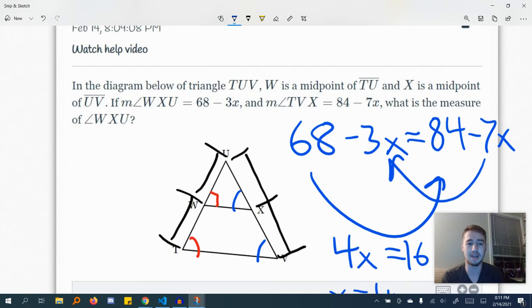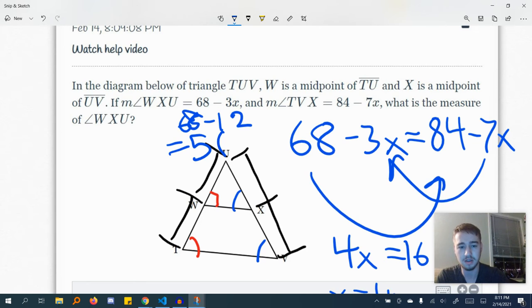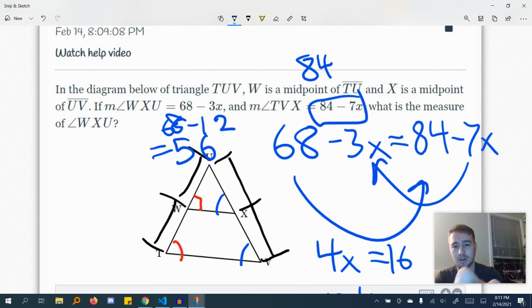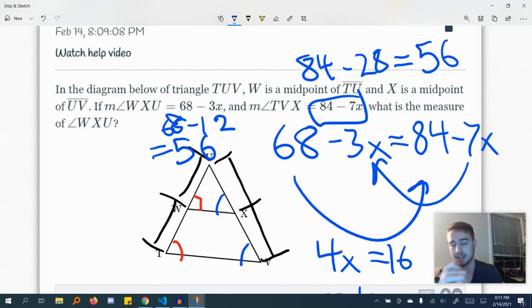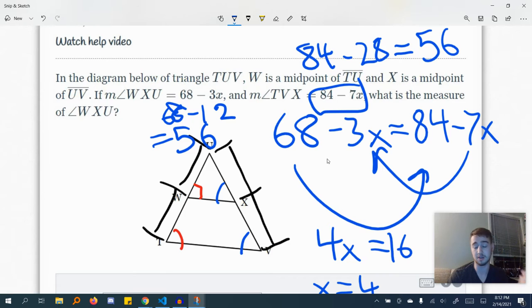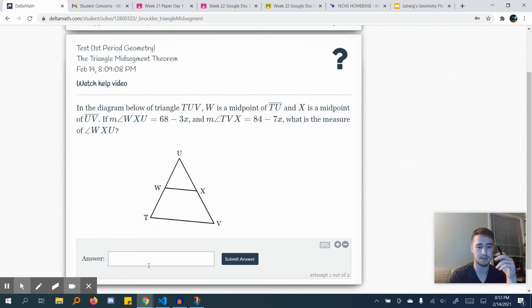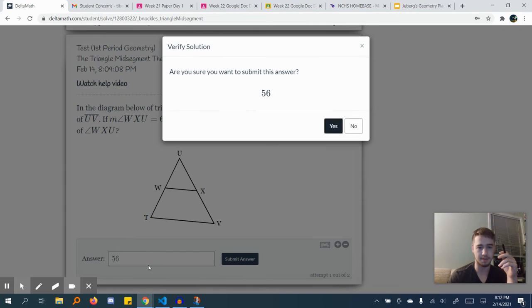And we're going to plug that back into this equation to see if it solves out the same way. 68 minus 3 fours is 68 minus 12, which is equal to 56. 84 minus 7x is 84 minus 28, which is also 56. So right there, since we've shown that the angles are the same, as they're supposed to be, we're just going to put in that angle measure. So 56 is going to be our answer.